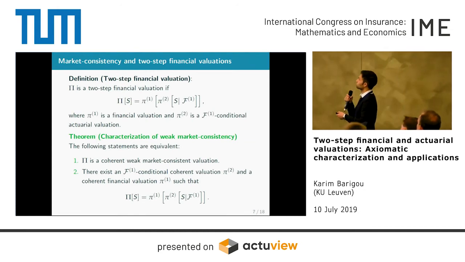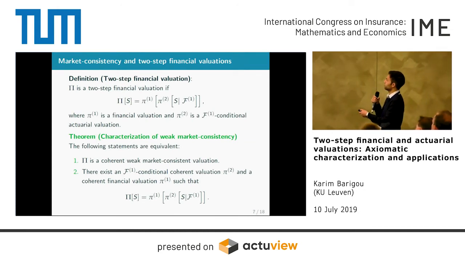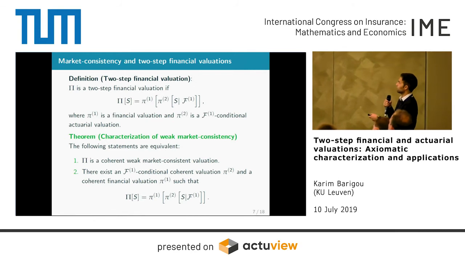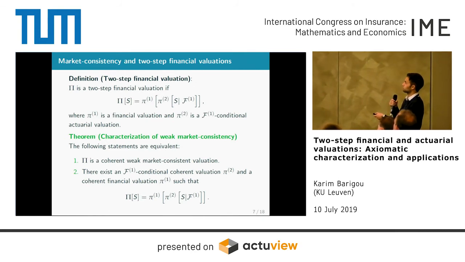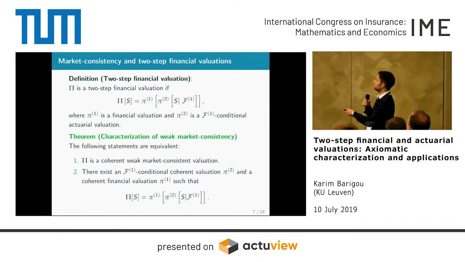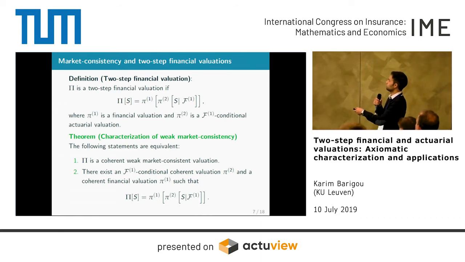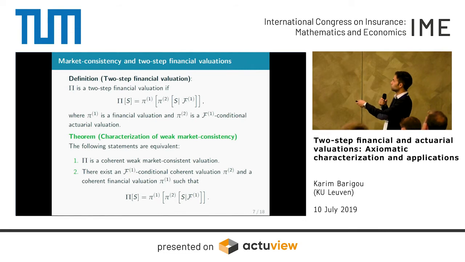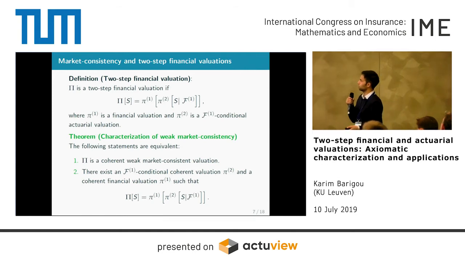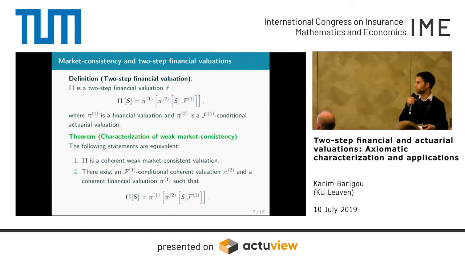So now we introduce what we call the two-step financial valuation. The idea is that you have a pi 1 that prices financial claims, you have pi 2 that prices actuarial claims, and then you consider a conditional operator. So you condition on the financial filtration F1, and then you apply pi 2. Since you have a quantity inside that is financial, it's logical that the outer operator is the financial one. That's what we call the two-step financial valuation.